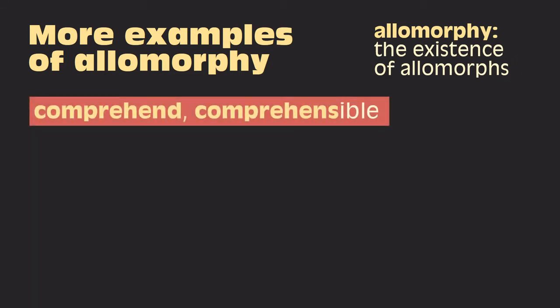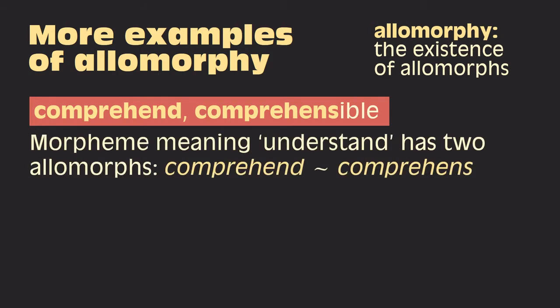Compare the words comprehend and comprehensible. Both of these words include the same morpheme, meaning understand. In the first word, the morpheme is pronounced as comprehend. In the second word, the same morpheme is pronounced as comprehens. So these are two allomorphs of a single morpheme.